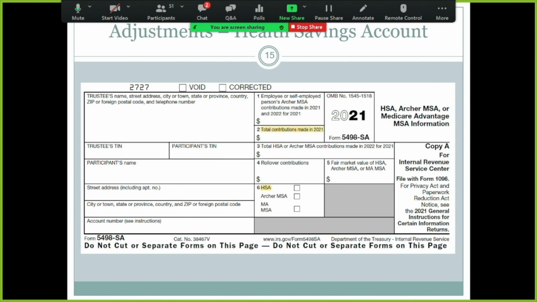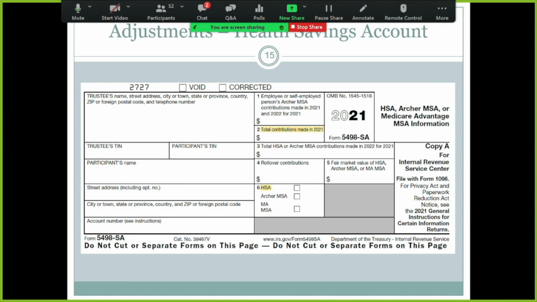The adjustments for the health savings account would be listed on a form 5498-SA, and it would be box 2. And you would also see HSA under box 6 checked. Contributions can be made by an individual, employer, family members, or other individuals.